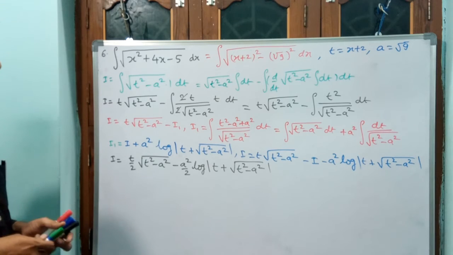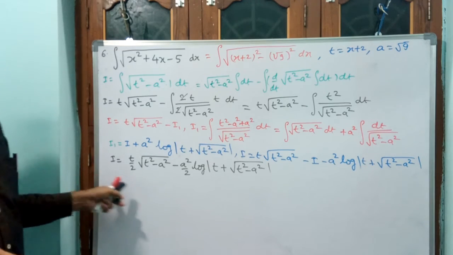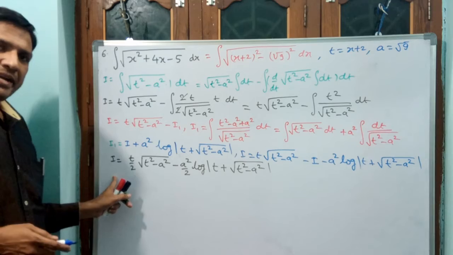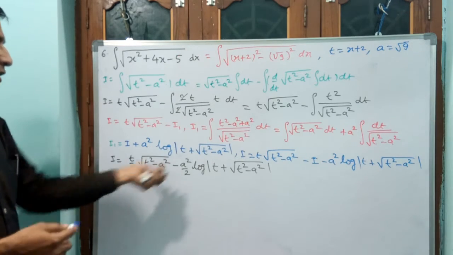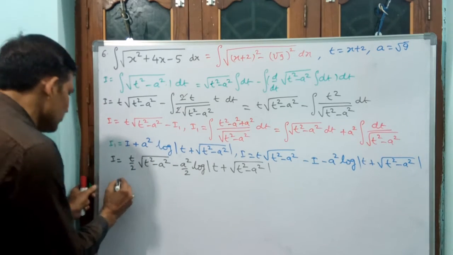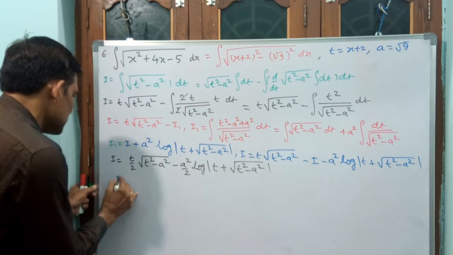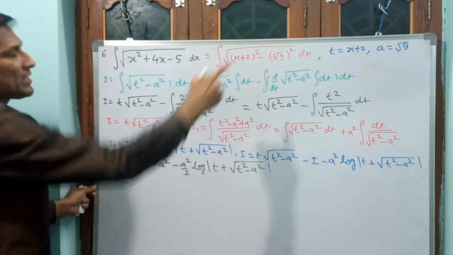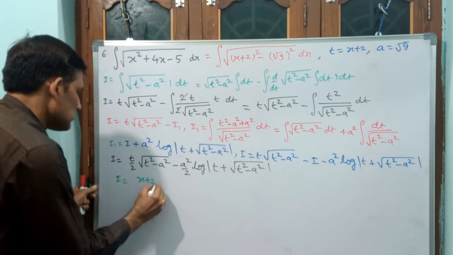Okay, see now, let me conclude the final result I am writing. I is equal to the t value and a value. If you substitute, this will be the final answer. You see, I is equal to, t is how much? x plus 2, (x plus 2) by 2.